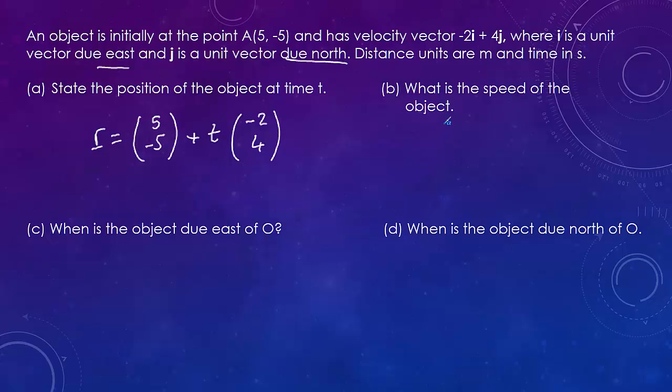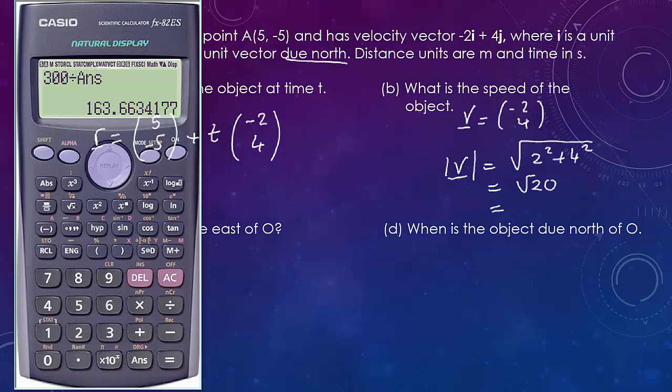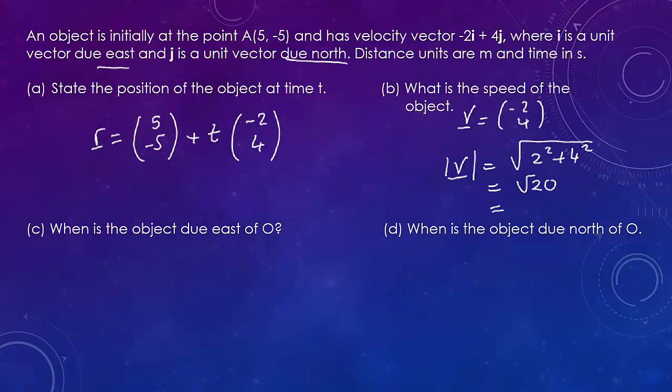So the speed of the object, we know that v is (-2, 4), and therefore the magnitude of v is going to be the square root of 2 squared plus 4 squared, which is root 20. And we could give that as a calculated answer. So if we do the square root of 20, that gives us 4.47. So we're going to say that that is 4.47 meters per second, correct to 2 decimal places.